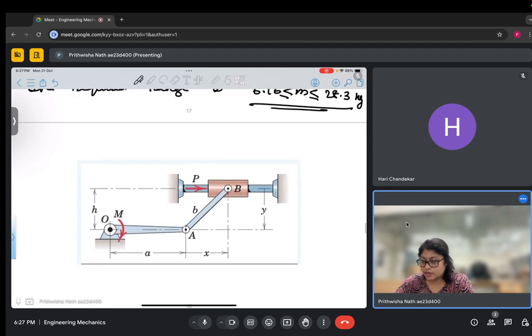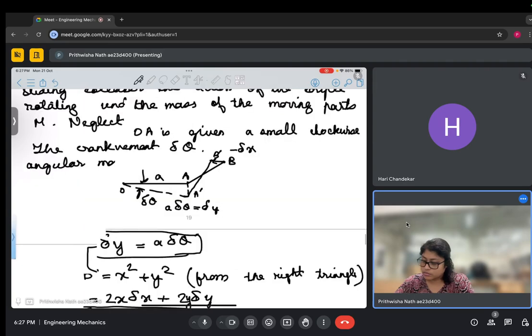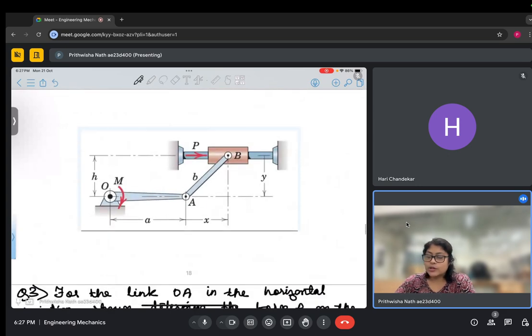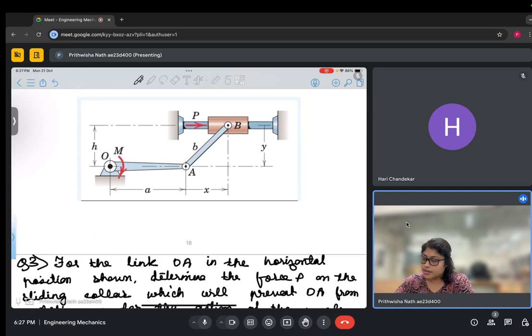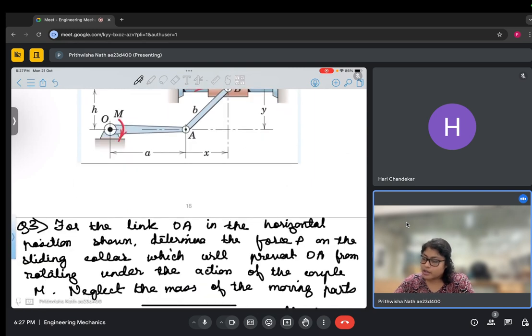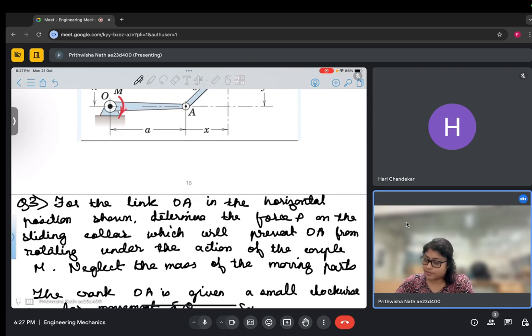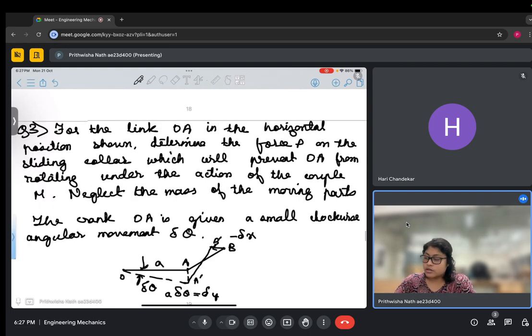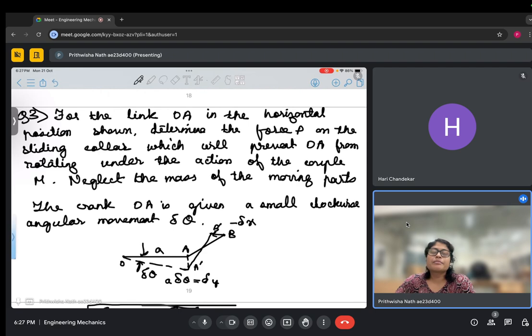And this is the second last problem that we solved. You can look at the problem. The link is in the horizontal position. We need to determine the force P on the sliding collar, which will prevent OA from rotating under the action of couple M, and we are asked to neglect the mass of the moving parts. So first what we do is give a small clockwise angular movement to the crank O. So this is how it will look in the displaced position.